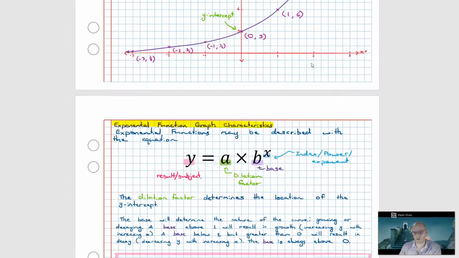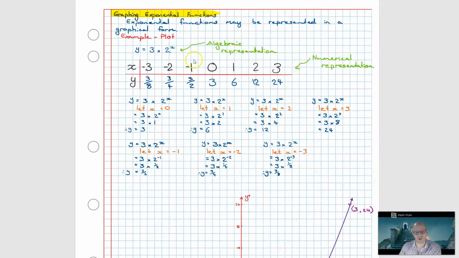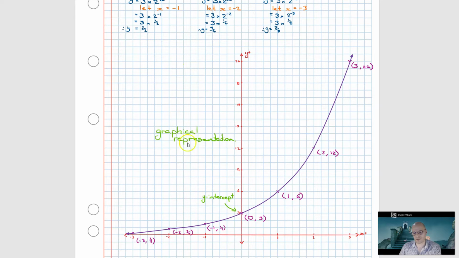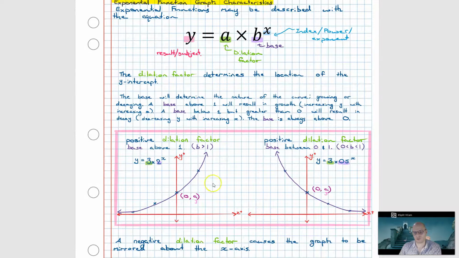So in summary, what we had a look at in this video was how we could go about plotting an exponential function by simply creating a table of values and then plotting it on a Cartesian plane. After that, we had a look at what the variables do to affect the overall shape of an exponential function. Variables that cause difference are a and b.